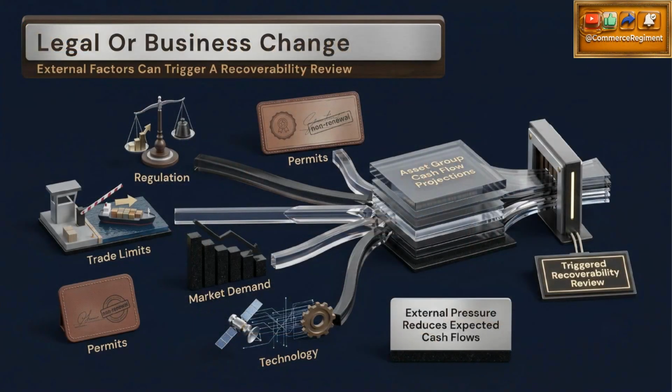Legal, regulatory, and business changes can reduce recoverability even when the asset itself is physically fine. A plant may still run smoothly, but new environmental rules, permit issues, trade restrictions, product bans, technology shifts, or falling market demand can reduce the cash flows that the asset group can generate. The asset may be healthy, but the economics around it may have become unhealthy. ASC 360 cares about recoverability, not just whether the machine still turns on.